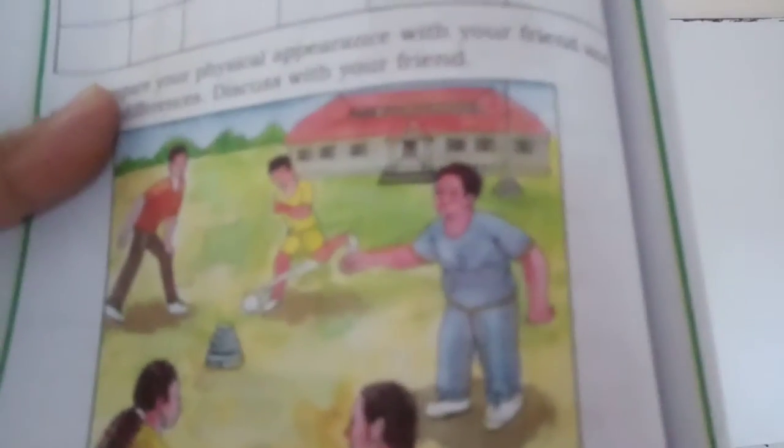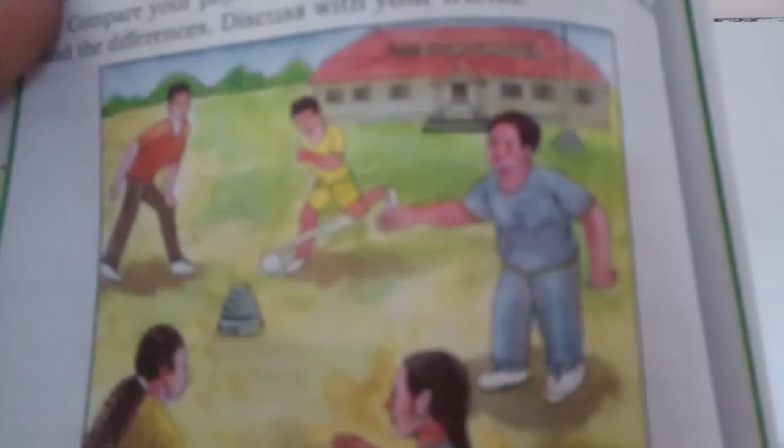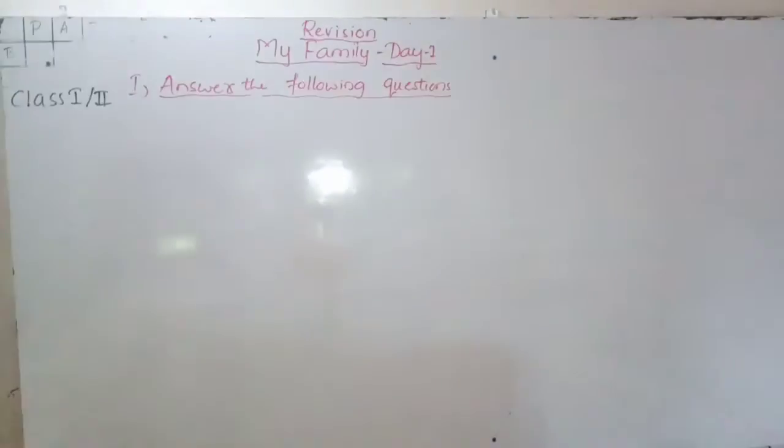This way, all are physical appearance may be different from each other, but all are friends. Understood? So in this way, you are also studying in your class. So be friendly with all your family, friends, and the family members.